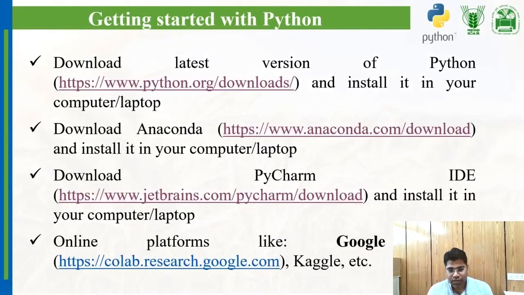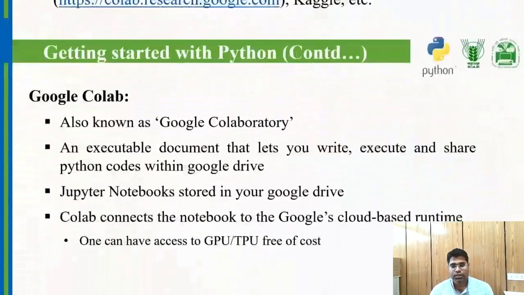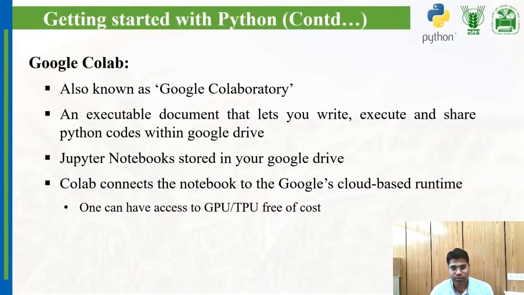And then there are some online platforms in which you don't have to install or configure anything about Python on your system. You can use them on the web, such as Google Colab, Kaggle, etc. In this whole training program we will be using Google Colab as the development environment, so that you don't have to worry about configuration or any dependency on your system. So what is Google Colab? Google Colab is also known as Google Collaboratory. It is an executable document that lets you write, execute, and share Python code within Google Drive.